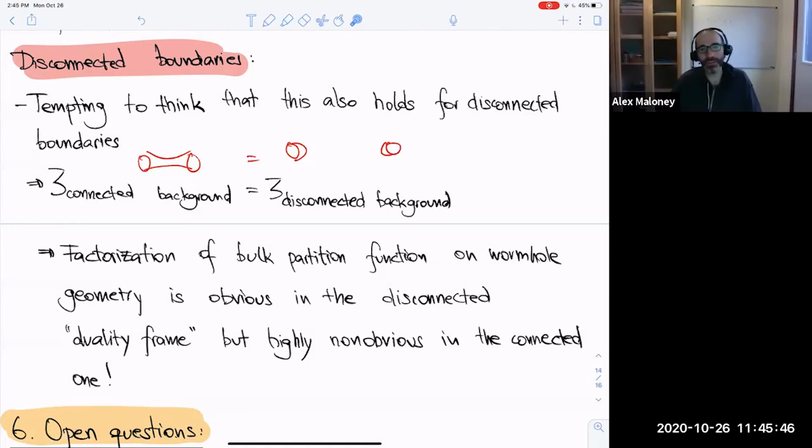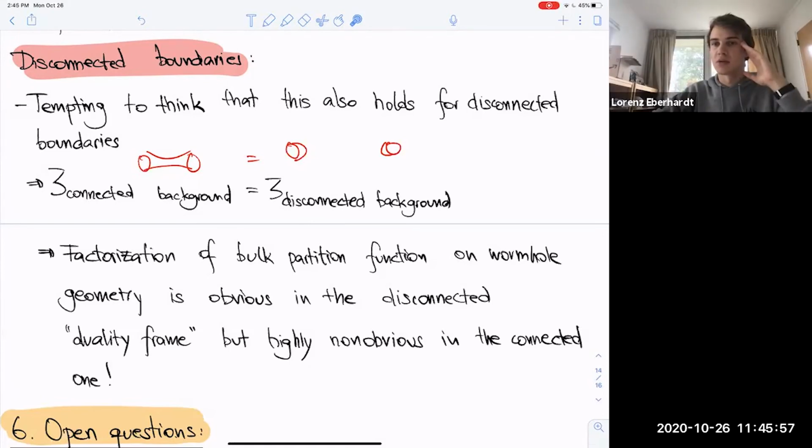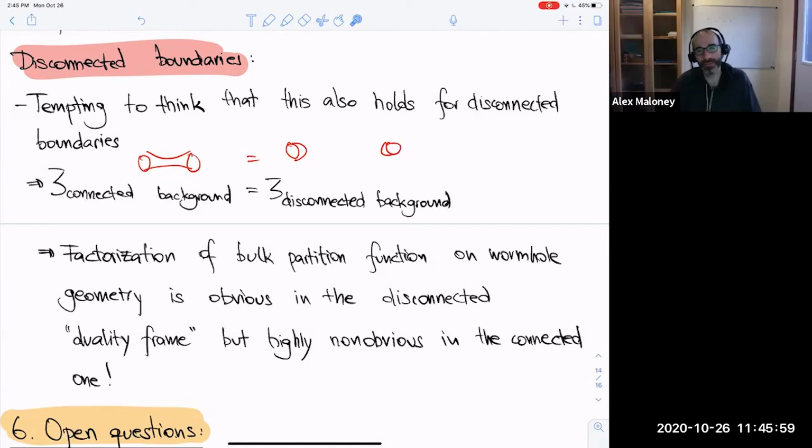Okay. And so then your statement is that the higher genus partition functions are then conformal blocks for this algebra, right? Yeah. From a boundary point of view, that's certainly true. Okay. Yeah.